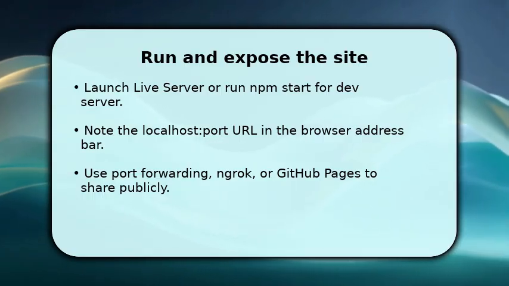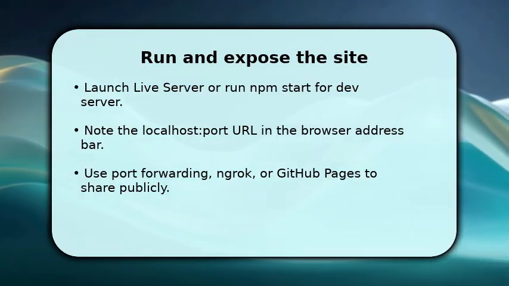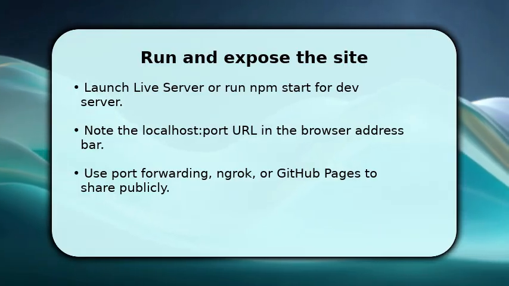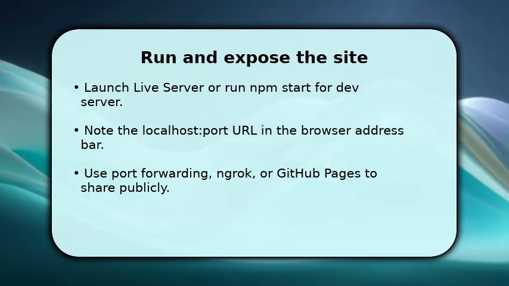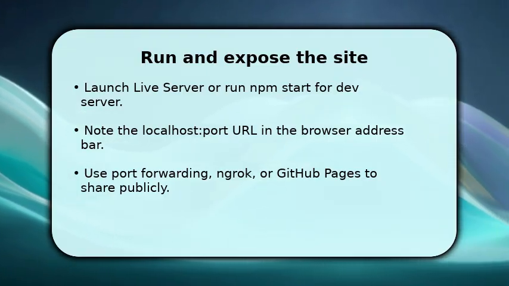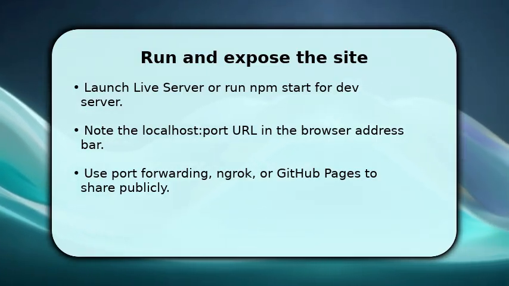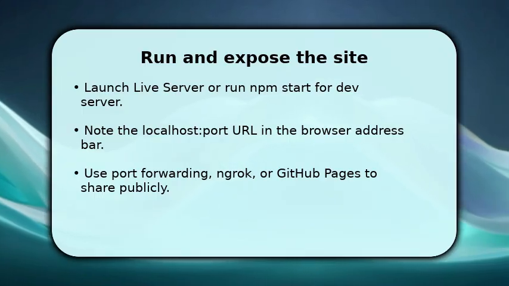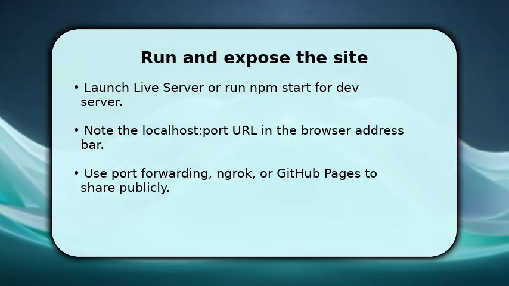If you need a shareable link, use port forwarding tools like ngrok or a built-in tunnel in VS Code's remote or Live Share features. Alternatively, deploy to GitHub Pages for a permanent public URL. These choices convert your local address into a public link, depending on security and permanence needs.